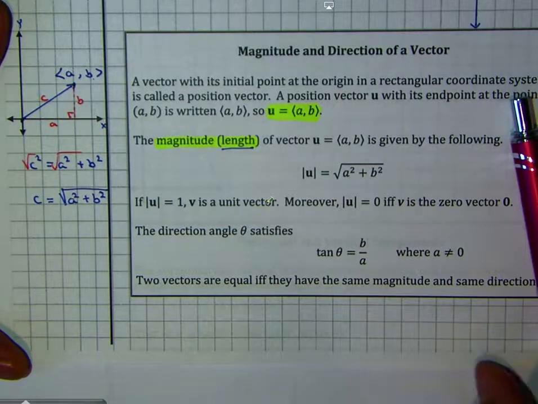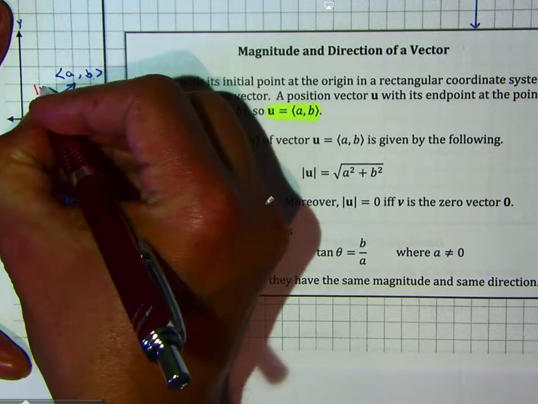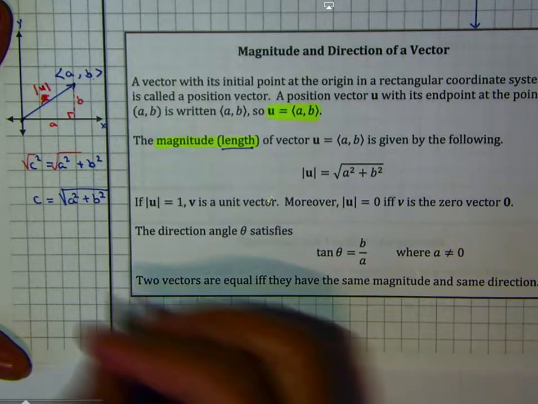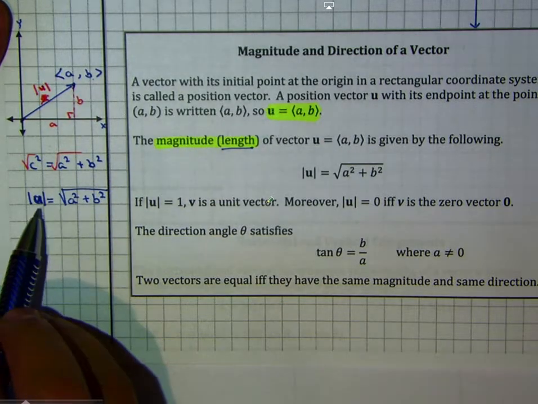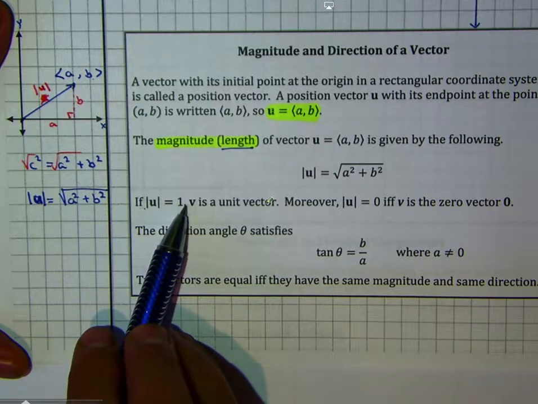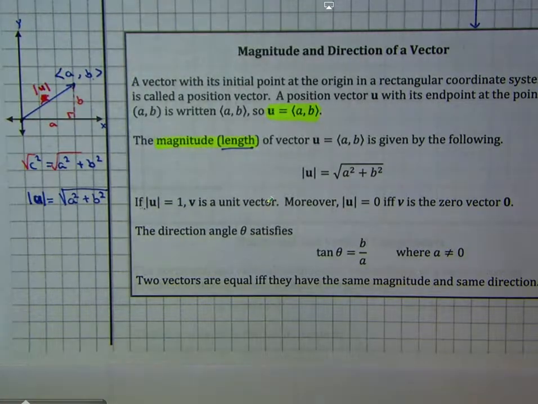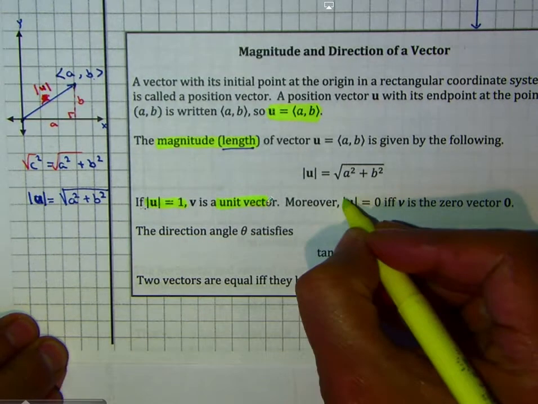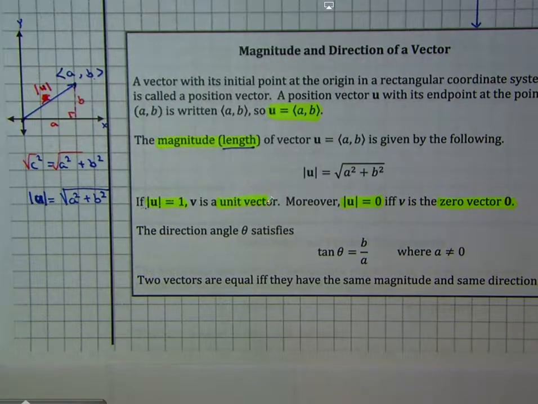But now we are not going to use c. We are going to use the magnitude of u. Sometimes they'll place 2 bars, sometimes they'll place 1 bar. In our textbook, they'll use 1 bar. So this is the magnitude. Now notice that if the magnitude is equal to 1, then that's called a unit vector. And if the magnitude, the length, is 0, then it's called a zero vector.